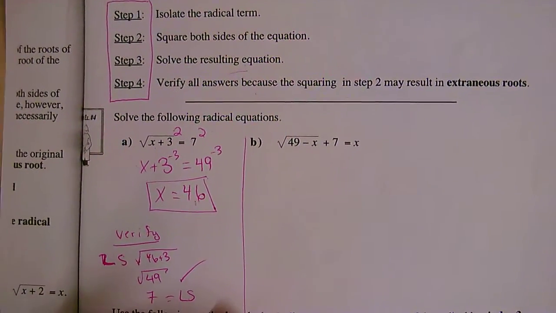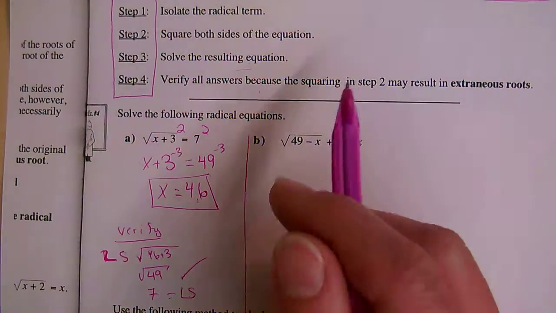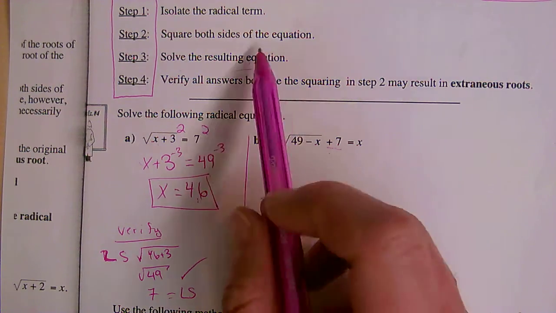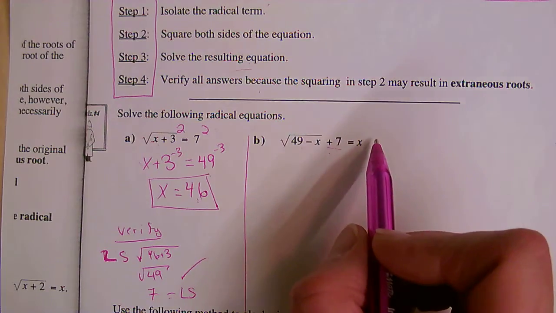So now in part B, I don't have my radical by itself. I do need to isolate first, so I need to get that 7 over here.